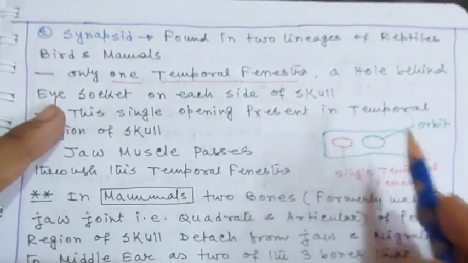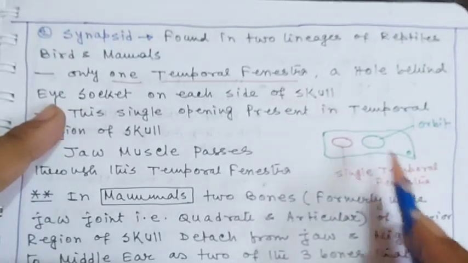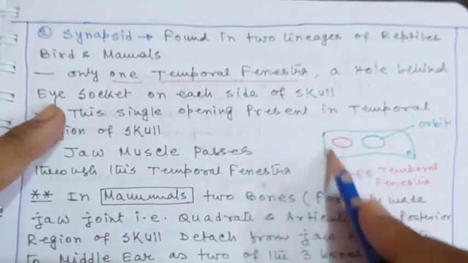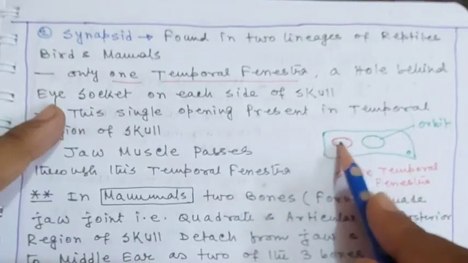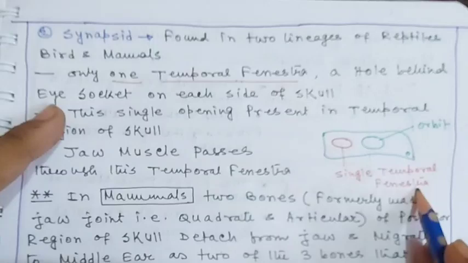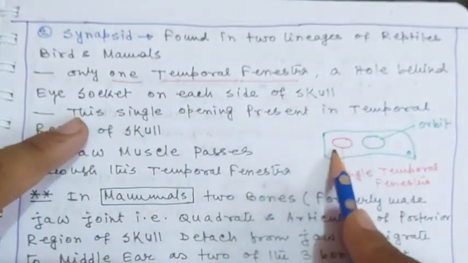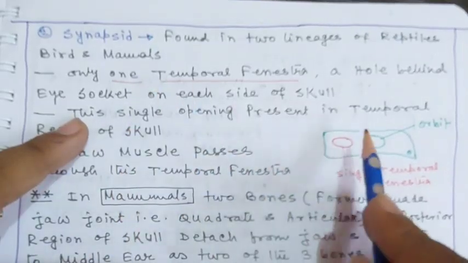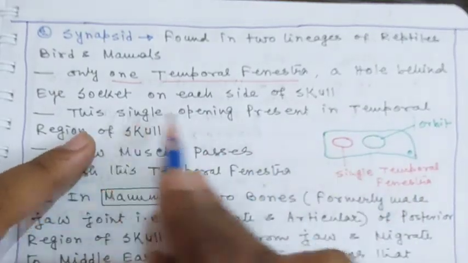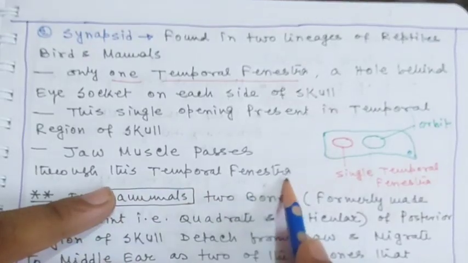Just behind the orbit, there is a single temporal fenestra or single temporal fossa. In the case of the Diapsid type of skull, behind the orbit, there are two temporal fenestra or temporal fossa. But in the Synapsid type of skull, only one, a single temporal fenestra or fossa, can be found. So only one temporal fenestra, a hole behind the eye socket on each side of the skull, can be found, and this type of skull is known as the Synapsid type of skull. This single opening is present in the temporal region of the skull, and the jaw muscles pass through this temporal fenestra, right?